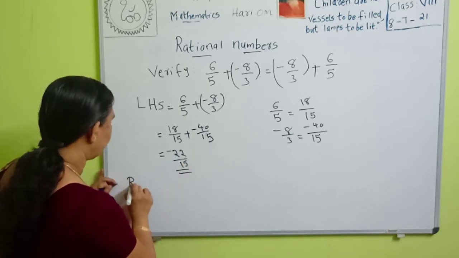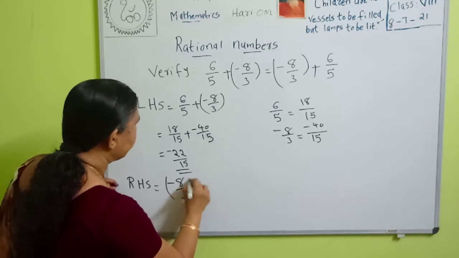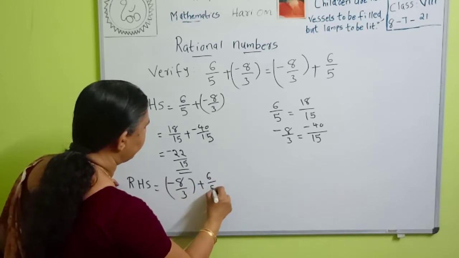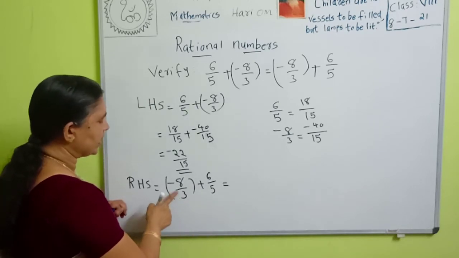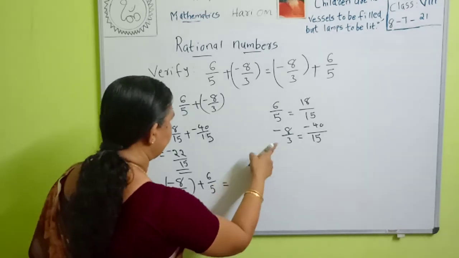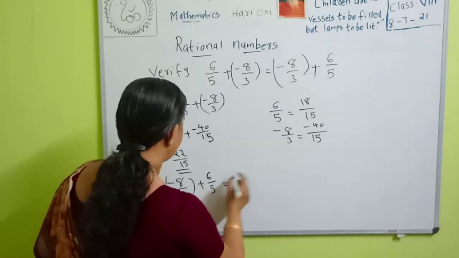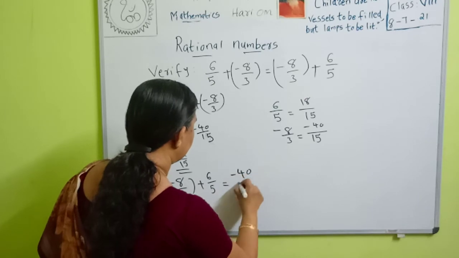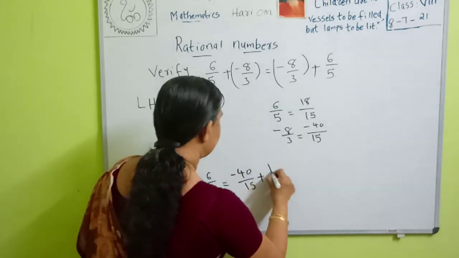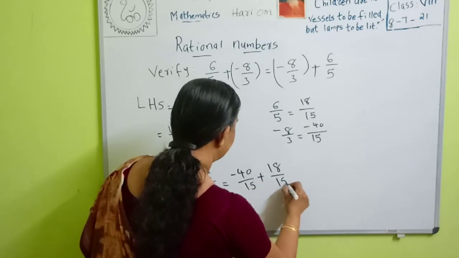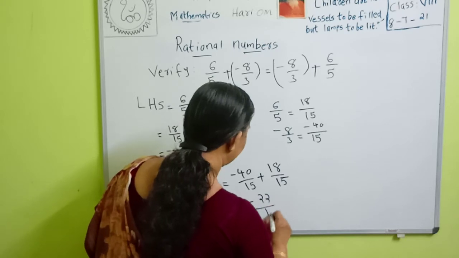Then what is our RHS? RHS is equal to minus 8 by 3 plus 6 by 5. Here also the LCM is 15. Then what will minus 8 by 3 become? If the LCM is 15, minus 8 by 3 is equal to minus 40 by 15 plus here 18 by 15. That is equal to minus 22 by 15.